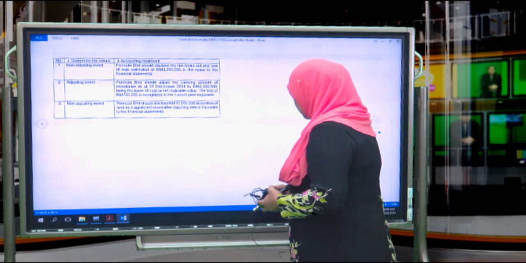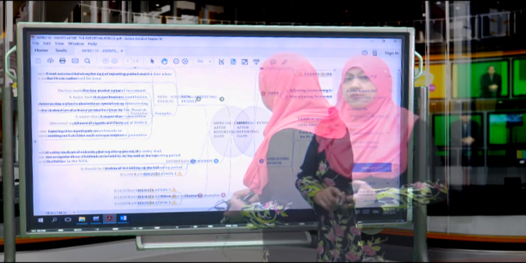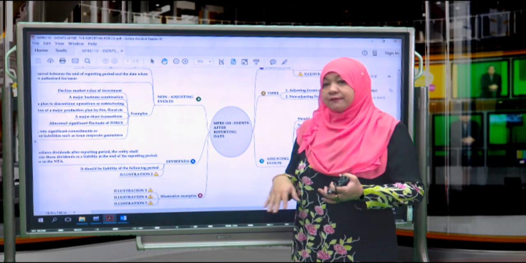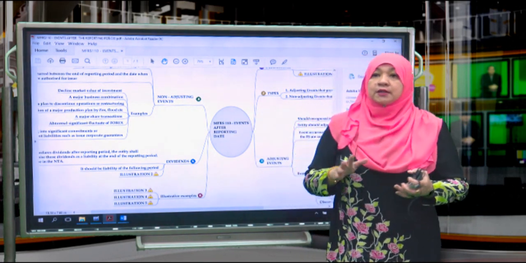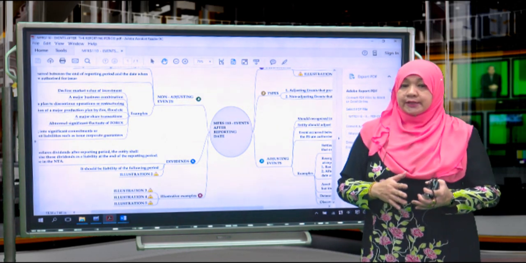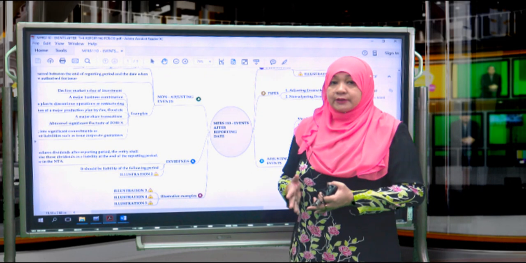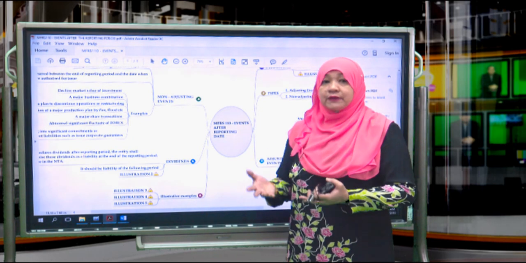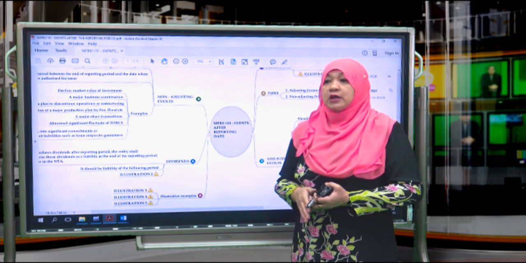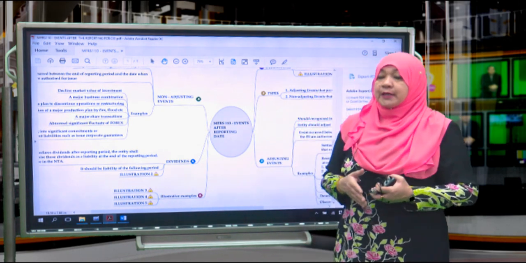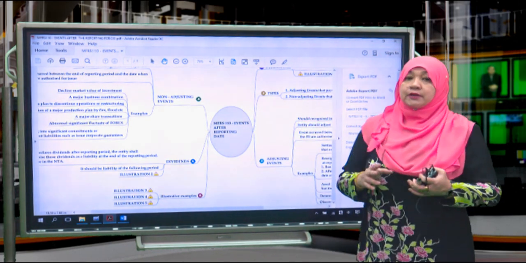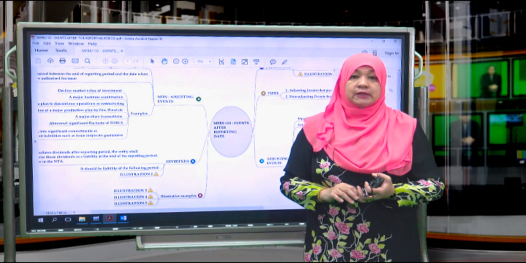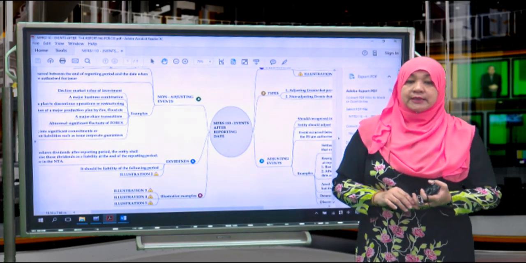Okay. So we have gone through a few illustrations. So if you can recall back what we have learned, alright? So we have learned about what it means by events after reporting period. That is the events that occur after the financial year end up to the date when the directors issued the financial statements and they have given the authorization for the financial statements to be issued. So events that occur between those periods is considered as events after reporting period. And you can recall also that there are two types of events after reporting date, which one is non-adjusting events, the other one is adjusting events.